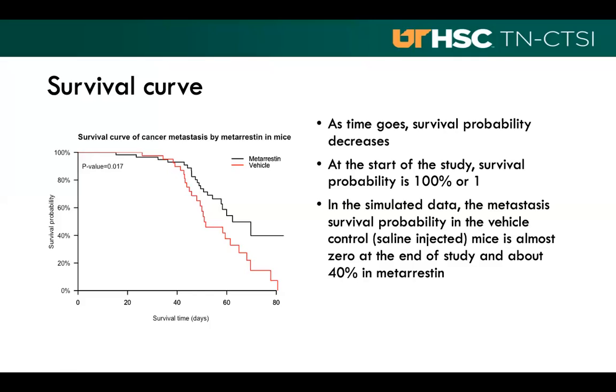So as time goes, survival probability decreases. At the start of the study, the survival probability is 100%, or 1. And in this simulated data, the metastasis survival probability in the vehicle or control saline-injected mice is almost 0 at the end of the study, and about 40% in the metarestine group.